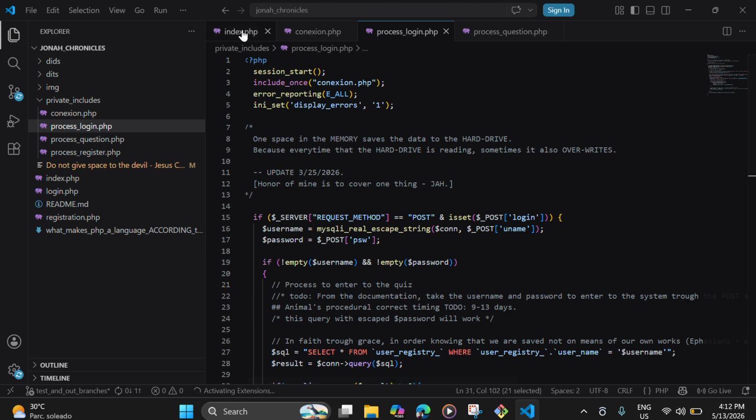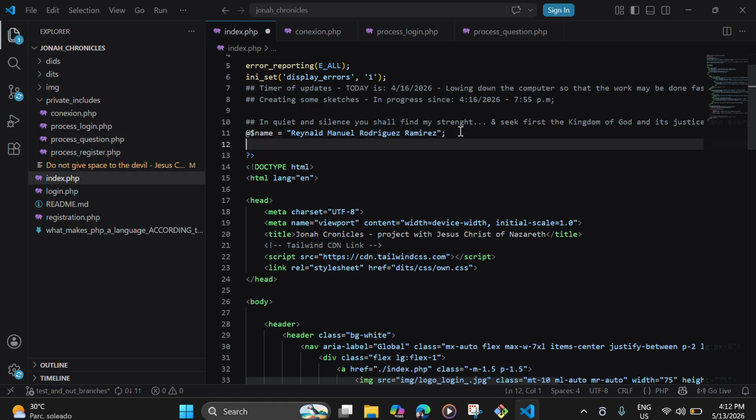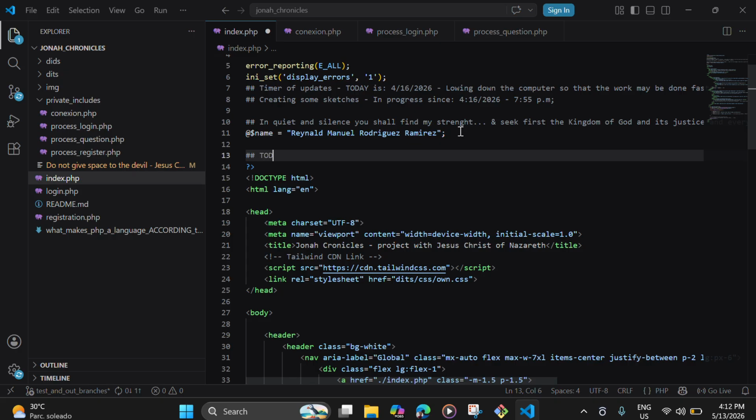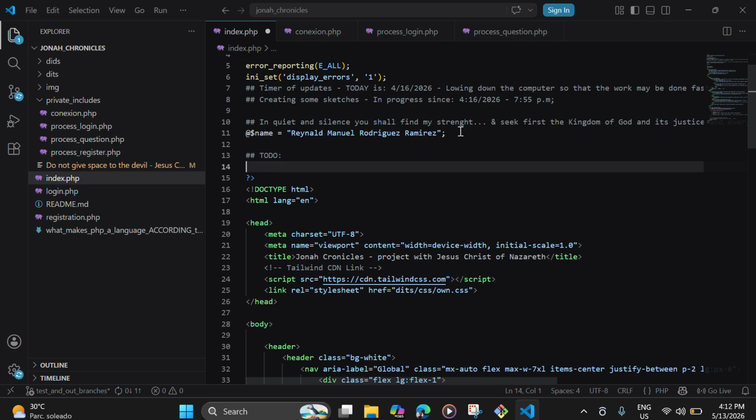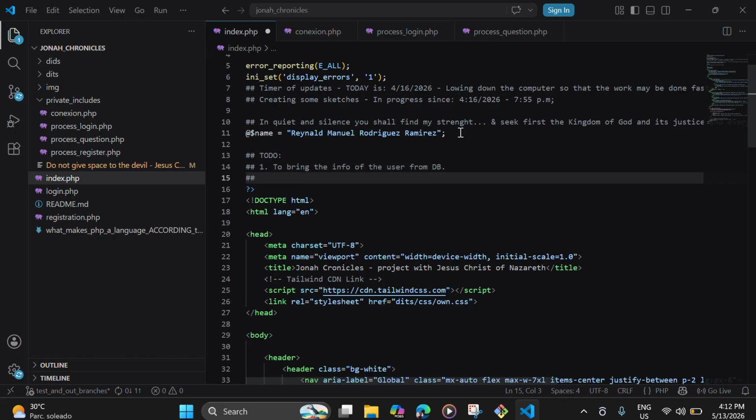So these could be the next two tasks that we will have for the next video. Let's put it over here. To do, just like that. First, bring the info of the user from the DB, and second, test all the queries. We will have, for example, a parenthesis here that includes the login, the questions, the verses, the insertion and the registration.